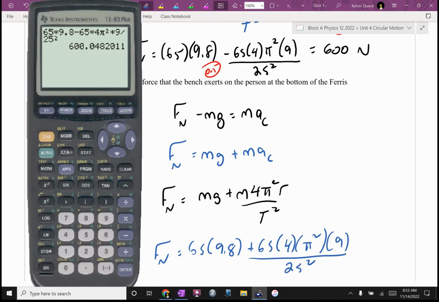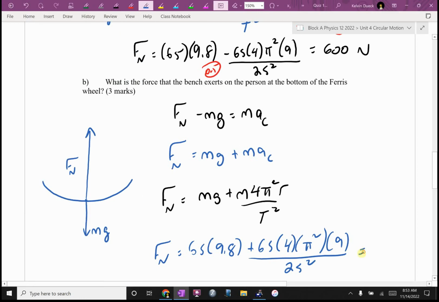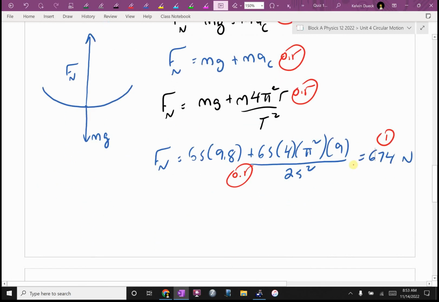I was clever. I noticed, you know what, Mr. Dewick, if you just backspace on your last entry and change the minus sign to a plus sign, none of the numbers have changed, so I did that. 674 newtons. Same as before. Half mark, half mark, half mark, half mark, 1 mark.